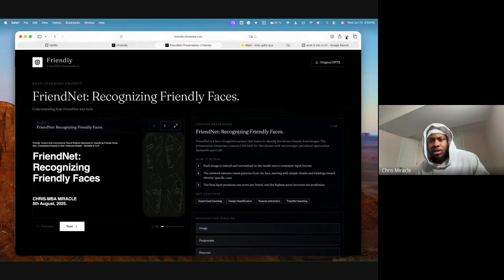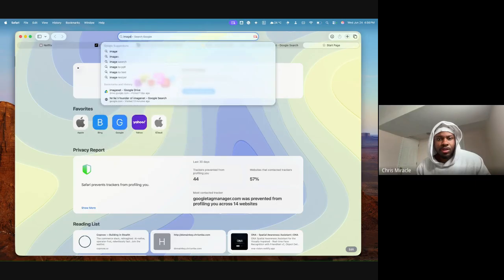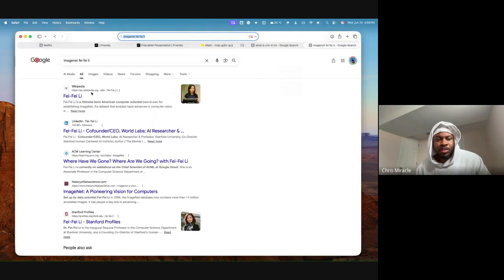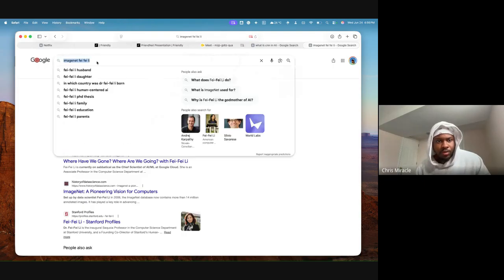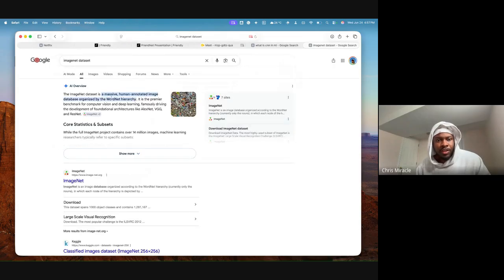Let me just give you the ImageNet dataset. ImageNet is a massive human-annotated image database organized by the WordNet hierarchy. It was founded by Fei-Fei Li. ResNet was trained vastly on ImageNet, so it has a lot of feature extraction.